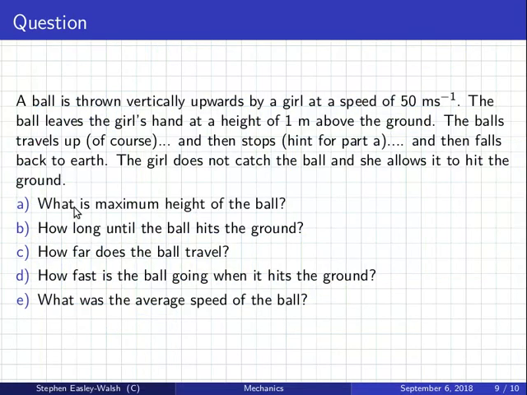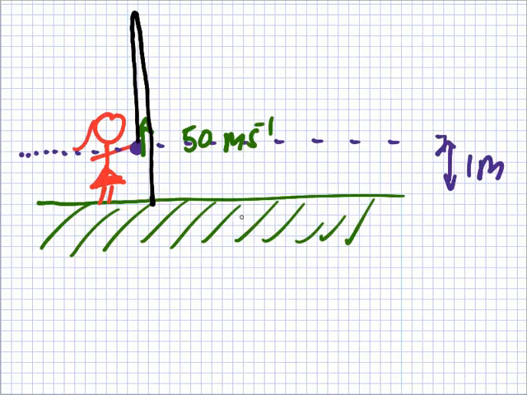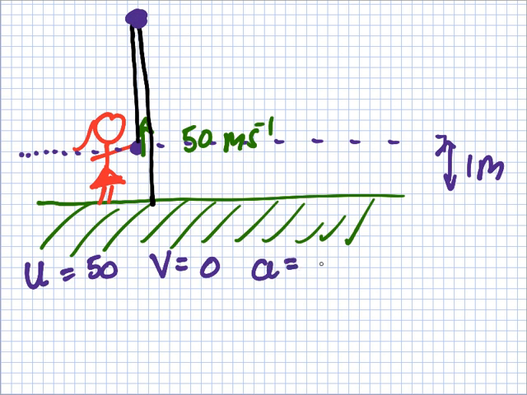Okay. So the first question is, what is the maximum height of the ball? So we want to know what this is. Okay. So let's do this together. Do we know the u? We do. It's 50. Do we know the v? Yeah, well, actually, we kind of do, because we're looking at when the ball is up here. And when the ball is up here, the v is actually 0, because it stops and it comes back down. Do we know the a? We do, because it's a ball falling. It's minus 9.81. Do we know the t? No. And do we know the s? No. And in fact, s is what we want.